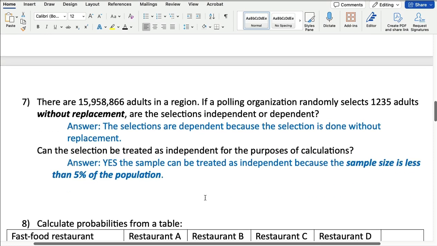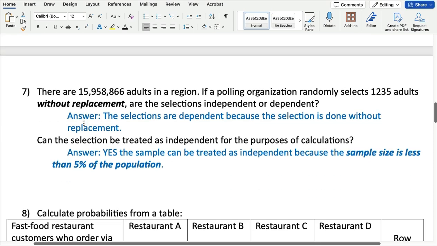Question number 7. Suppose there are 15,958,866 adults in a certain region. So that's a large number of adults. That's almost 16 million. You can round that to 16 million. If a polling organization just randomly selects 1,235 adults without replacement, are those selections considered to be independent or dependent?